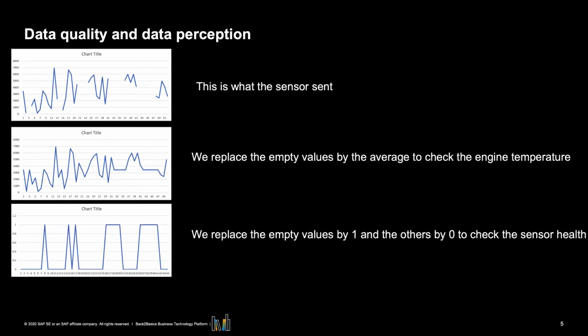In a second step, we can actually replace all the existing values by ones and all the missing ones by zeros. Consequently, what we observe is the behavior of the sensor, not the engine, and we can possibly start maintenance operations to replace this defective component. As you can see, data quality is relative to what we want to observe. Poor quality to observe the engine, but good quality to observe the sensor.